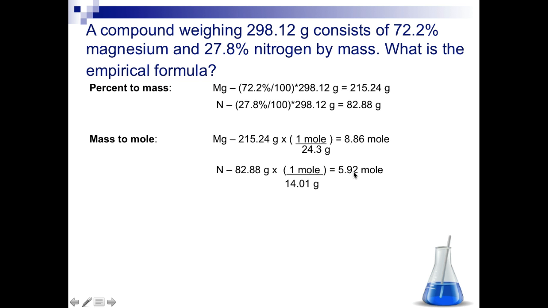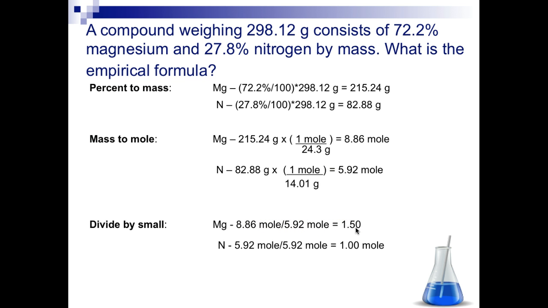We have to divide by small. So out of these two, which is the smallest? Nitrogen is the smallest value, so we're going to divide both by nitrogen's mole value. So magnesium is going to be 8.86 moles divided by 5.92 moles. That gives us 1.5. And nitrogen, when we do the same thing, we're going to get 1. And now we have to multiply till whole. What can we multiply 1.5 by to get a whole number? The answer to that is 2. And that'll give us a whole number of 3.